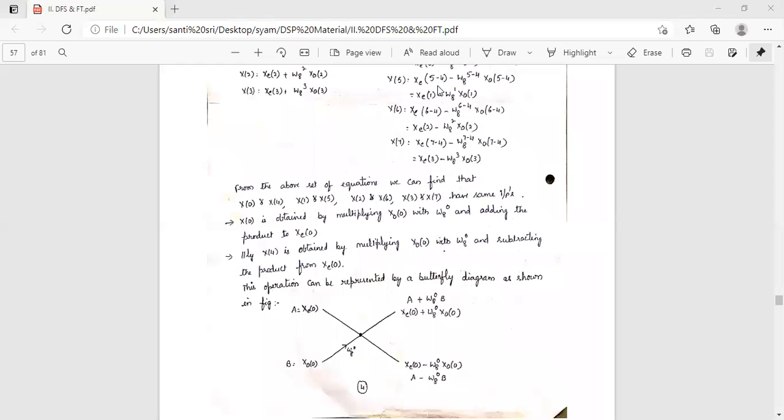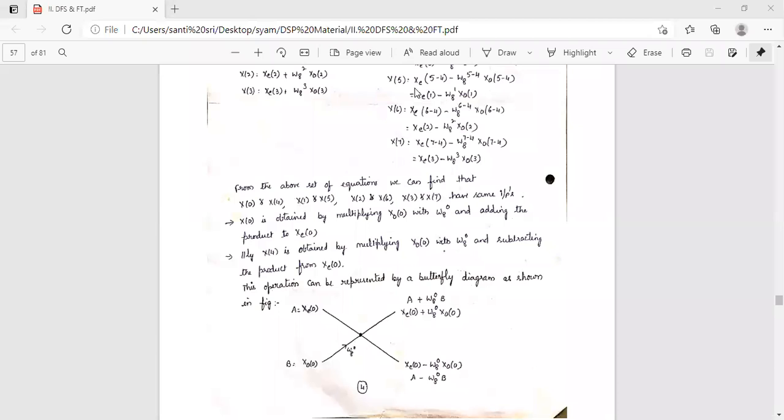Right. So in the same manner, this will be written as a minus w840 into b. Depending on the arrow mark, if the arrow mark goes here, then we will add these two elements, xe of 0 plus this weight w840 into xo of 0, right?